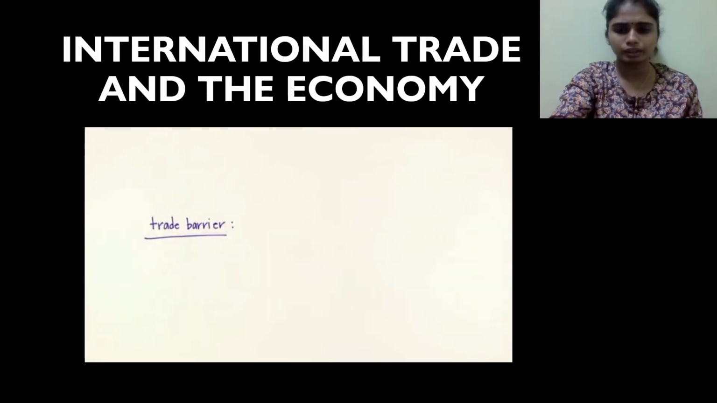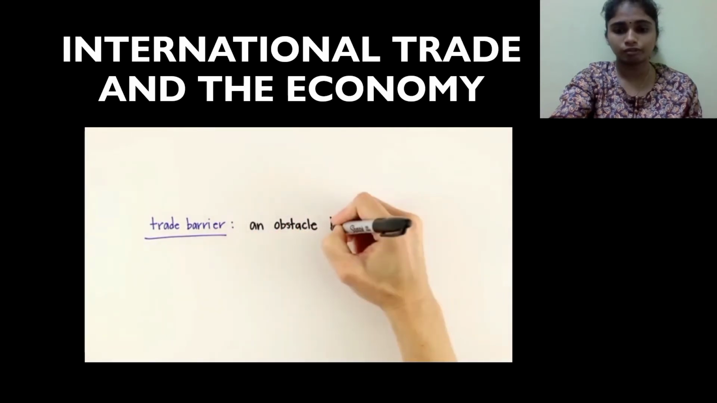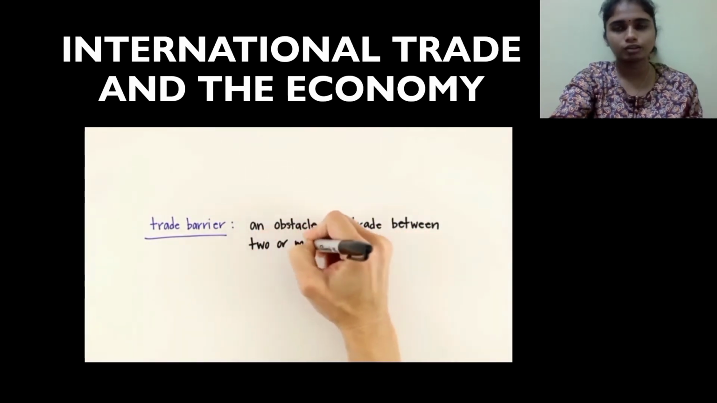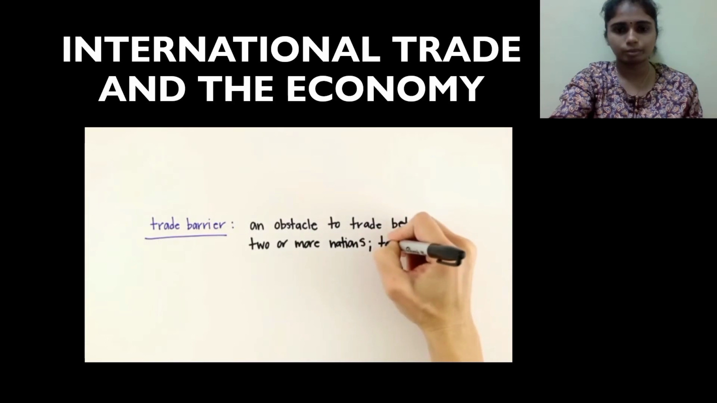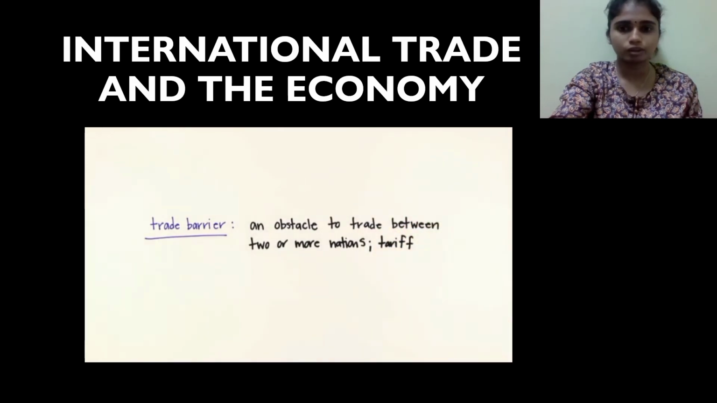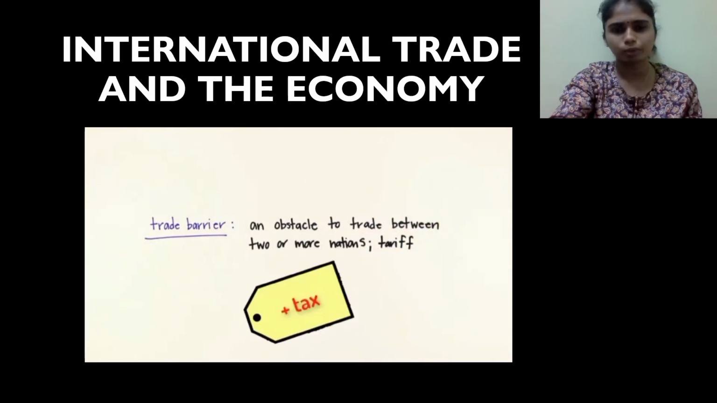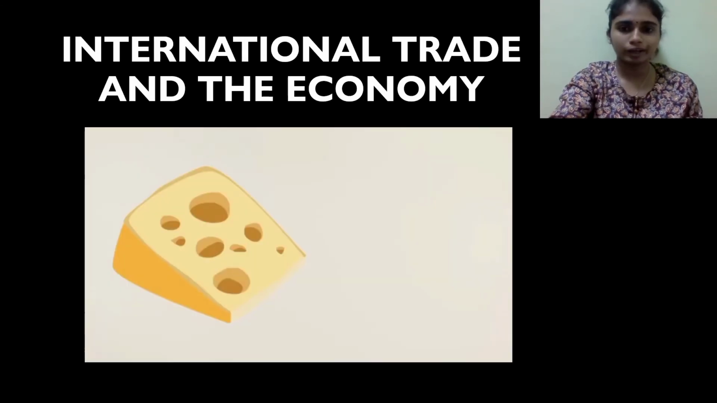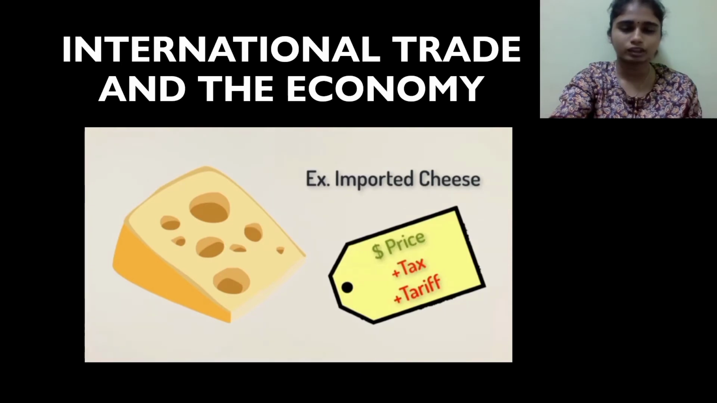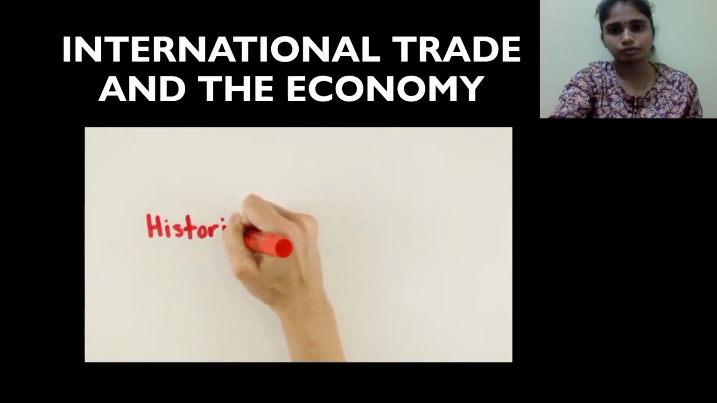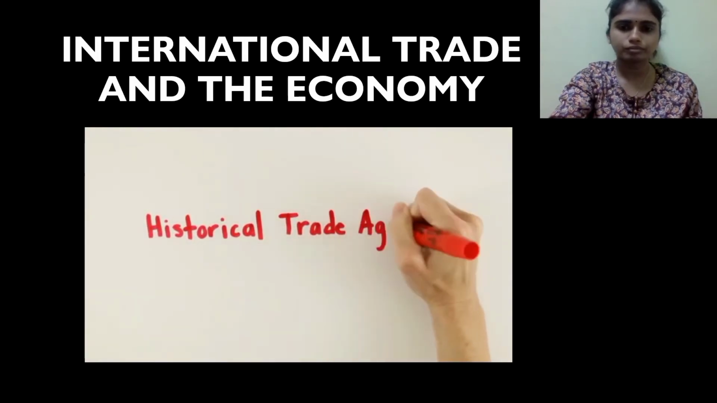A trade barrier is an obstacle to trade between two or more nations. A good example of a trade barrier is a tariff, or a tax on imported goods. Tariffs make imported products more expensive to buy and sell, and therefore discourage trade. Now we will look at a couple of examples of trade agreements from around the world.